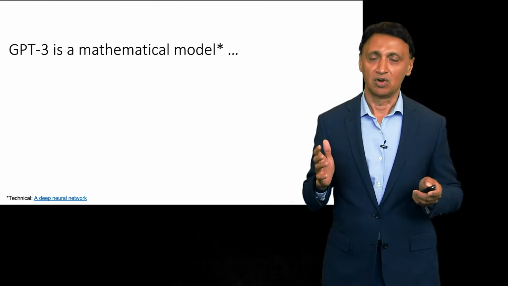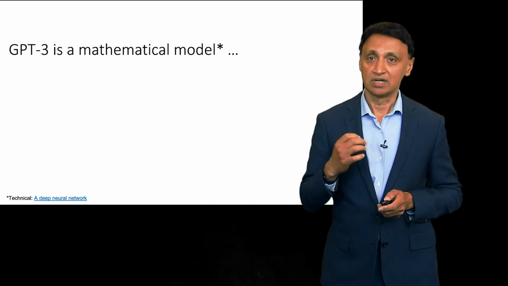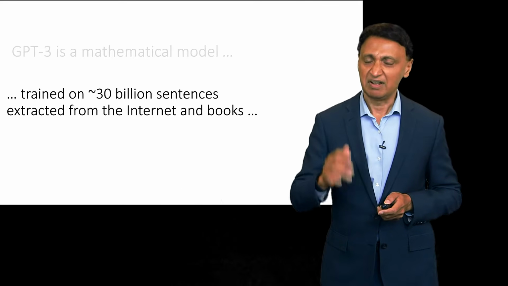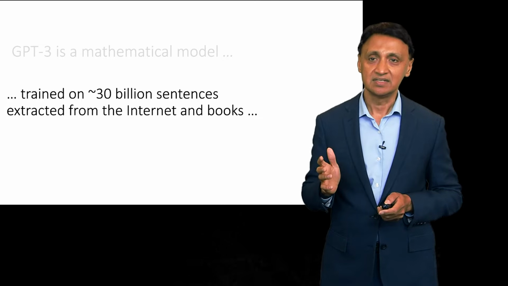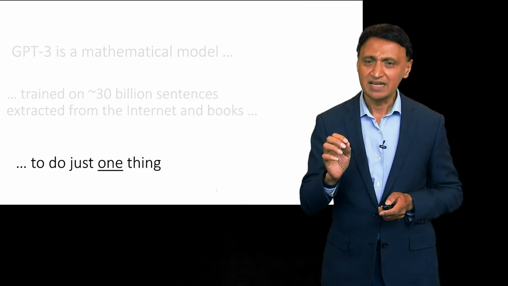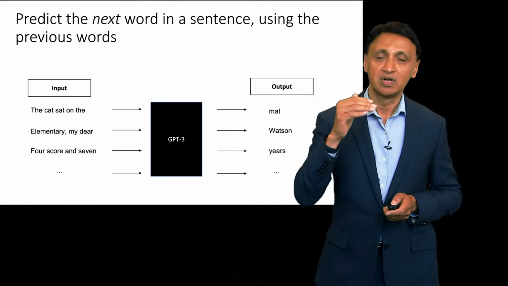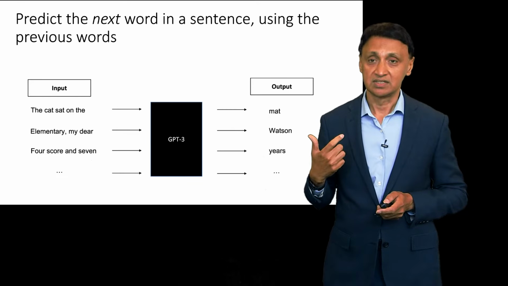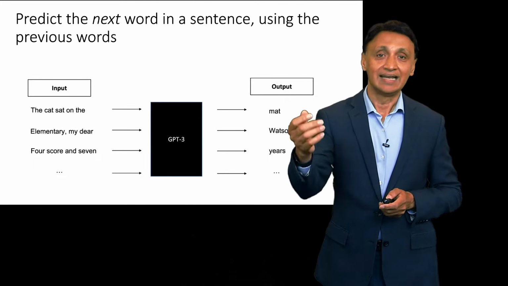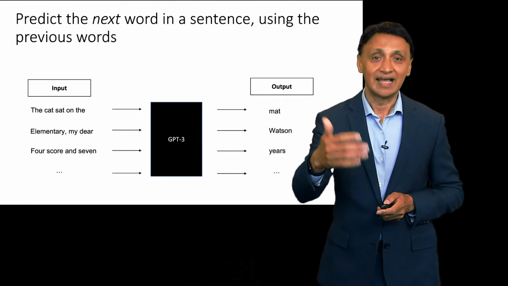GPT-3 is a mathematical model, and for those who are technically curious, it's a deep neural network model. It was trained on roughly 30 billion sentences extracted from the internet and from various books, and it was trained to do just one thing. It was trained to predict the next word in a sentence given the previous words. So for example, you would give it the phrase, the cat sat on the, and it'll have to predict mat. You will give it elementary my dear, and it has to predict Watson.